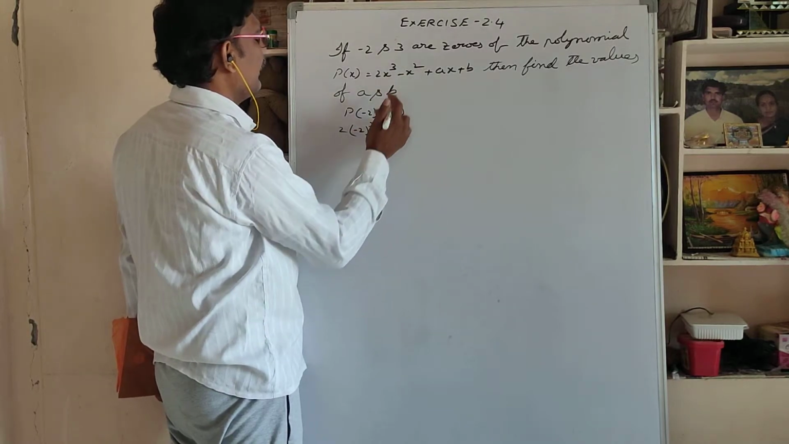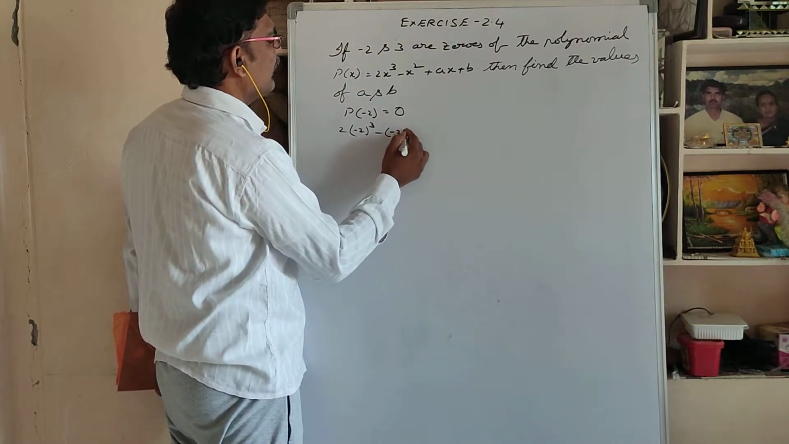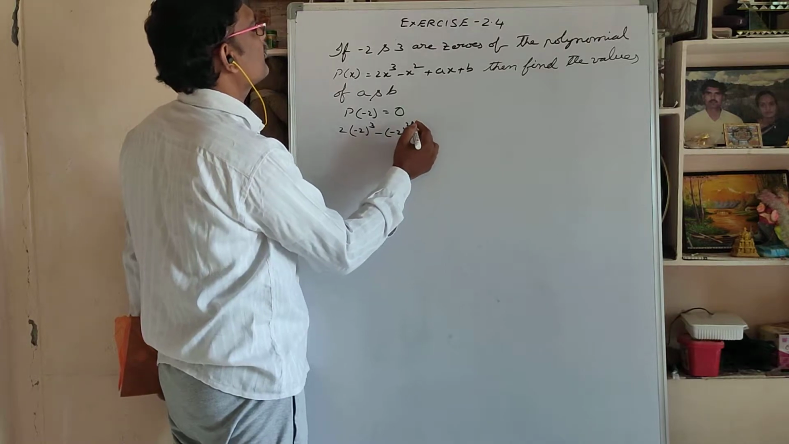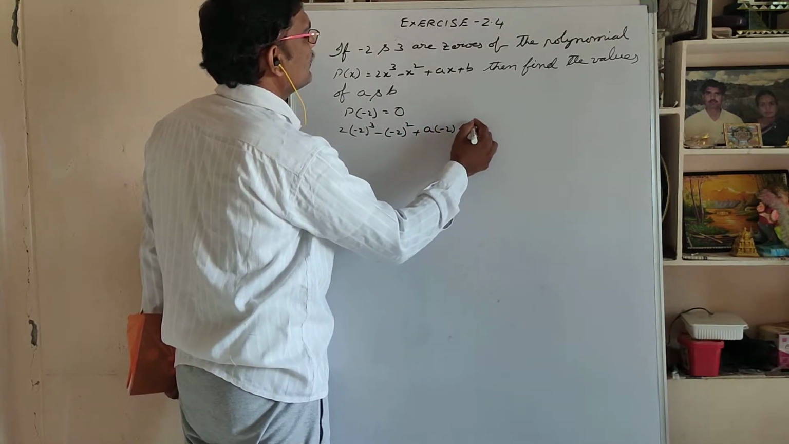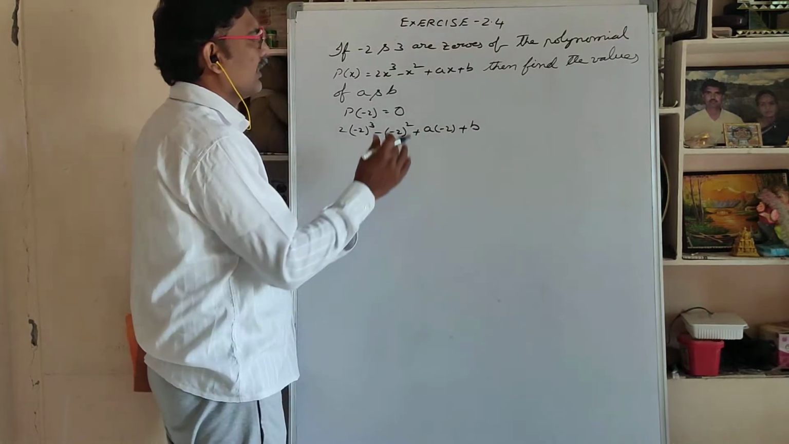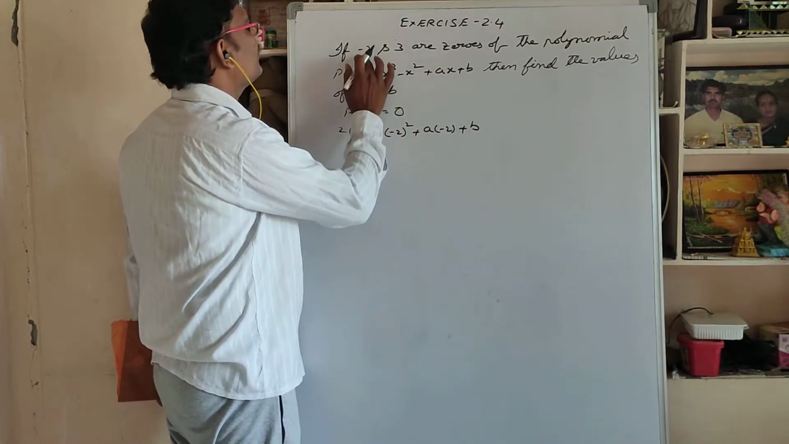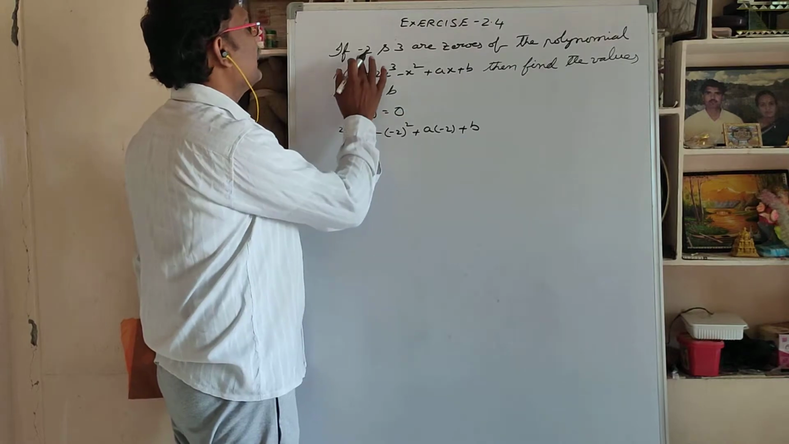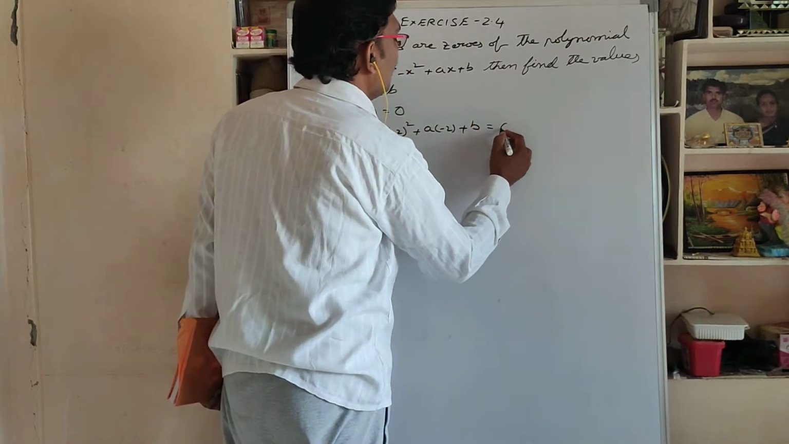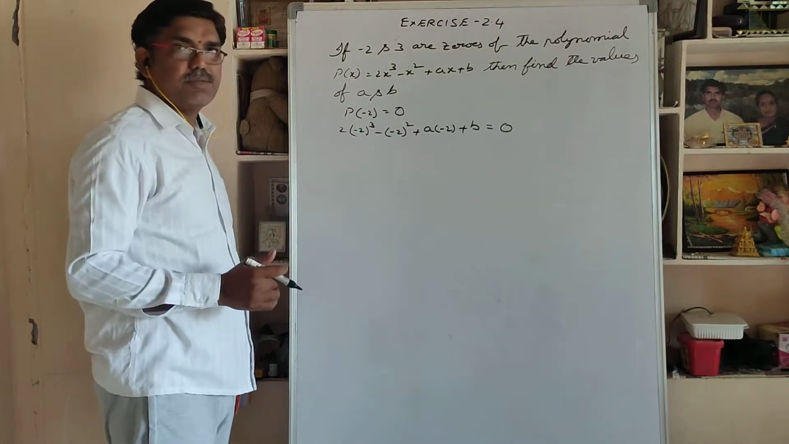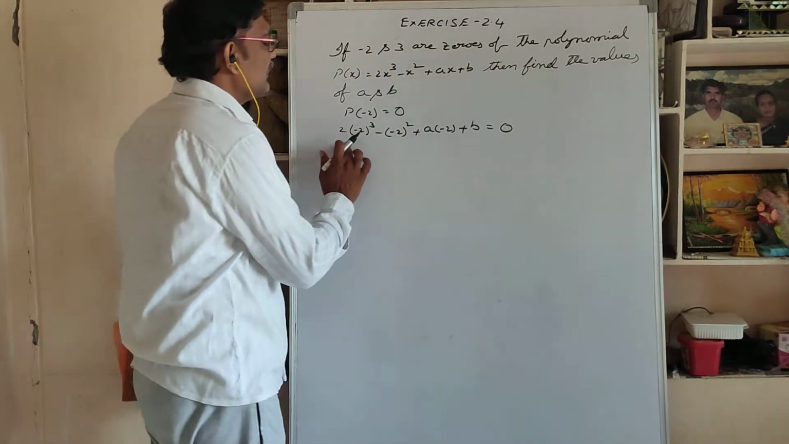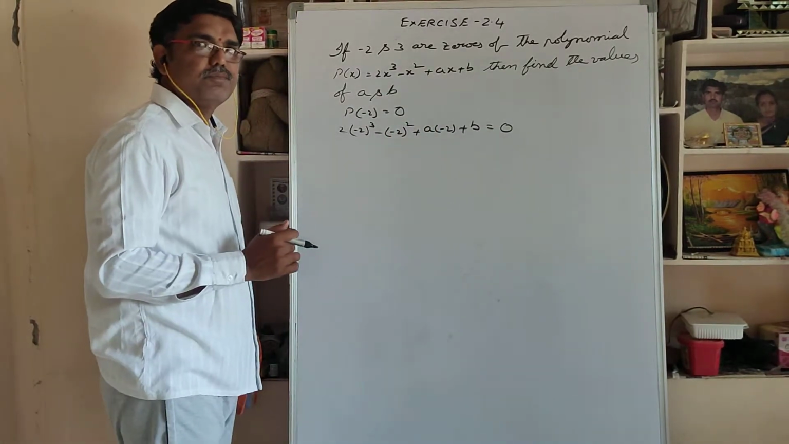After this what you have here? Minus x square. X should not be written. Minus 2 square. Plus a into minus 2, plus b. In place of x only I substituted minus 2 because minus 2 is 0 of the polynomial. I equated with 0 because p of minus 2 is equal to 0. Okay. This I should simplify now.